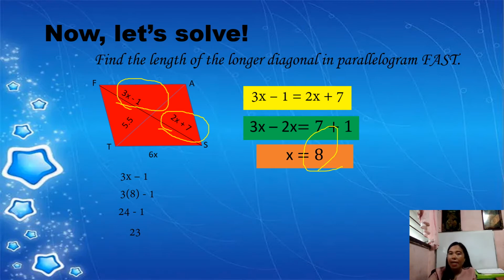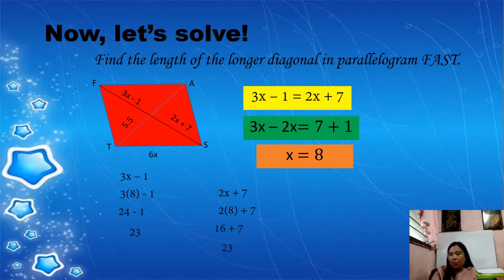Now we will check whether they really are equal. So whether 2x plus 7 is also 23. So upon checking, wait, let's do the same process here. So we will have 2x plus 7 and then substitute x with 8. So we now have 2 times 8 plus 7. Now 2 times 8 is 16. 16 plus 7 is 23. So they are now equal.